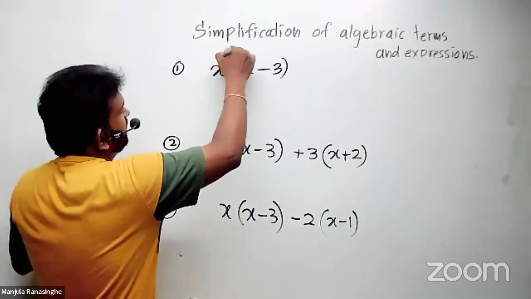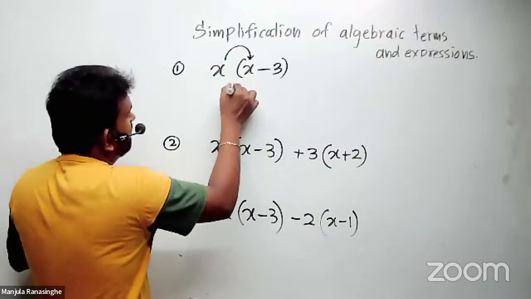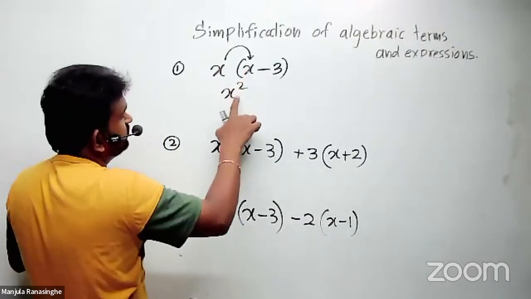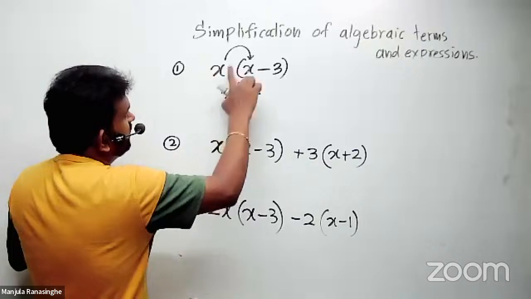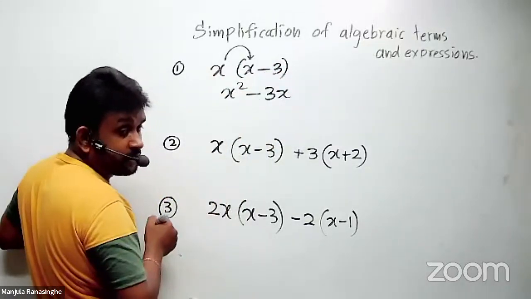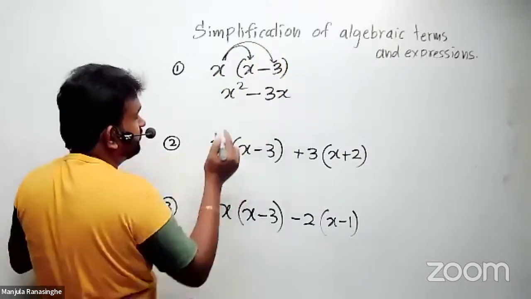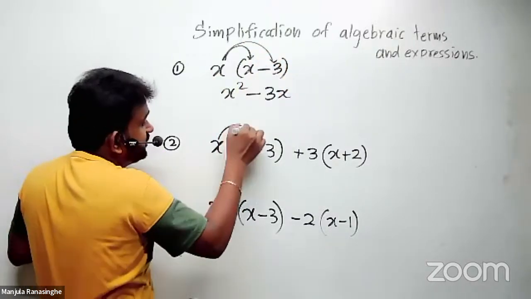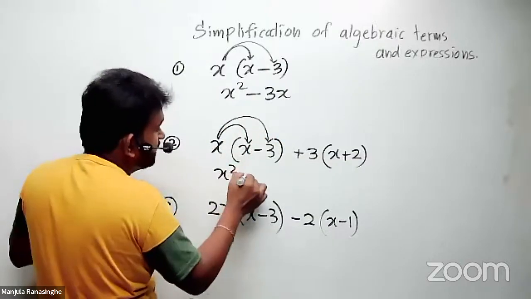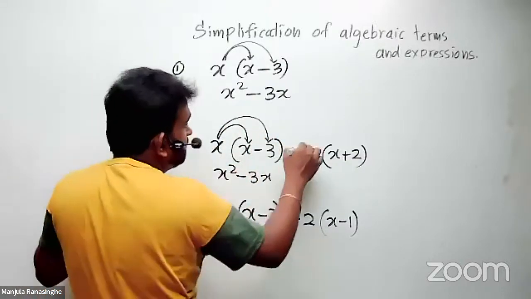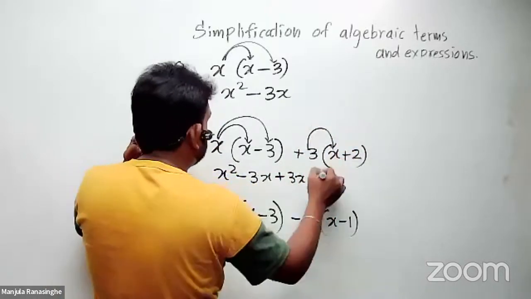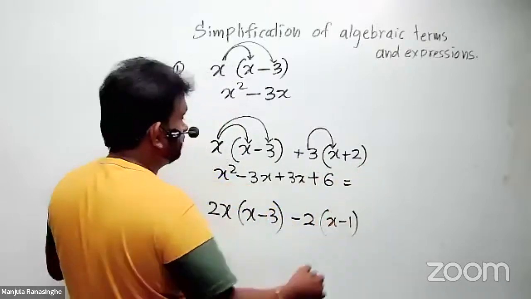So x into x, we discussed that it is x squared. Then 3 into x becomes 3x. So this is the answer for these two being simplified. Then see here: x into x, x squared; x into negative 3, negative 3x. Then positive 3 into x, positive 3x. Positive 3 into 2, positive 6.